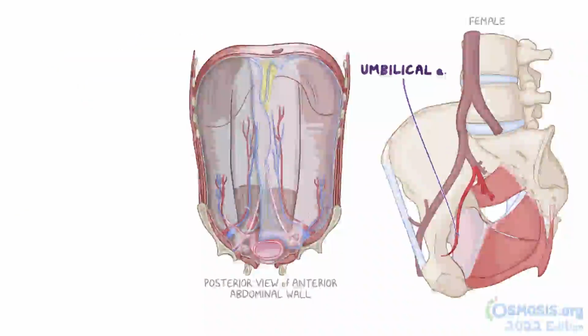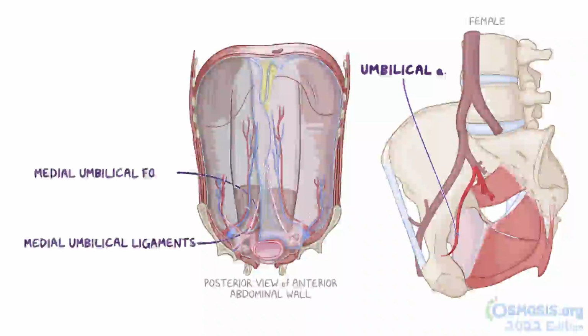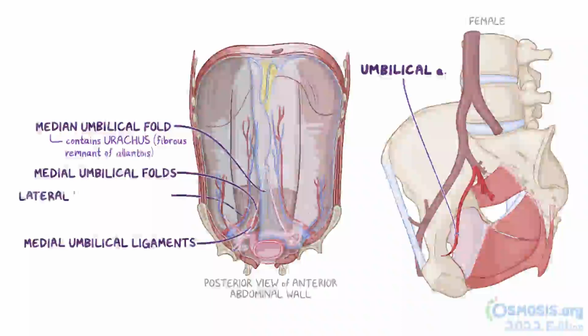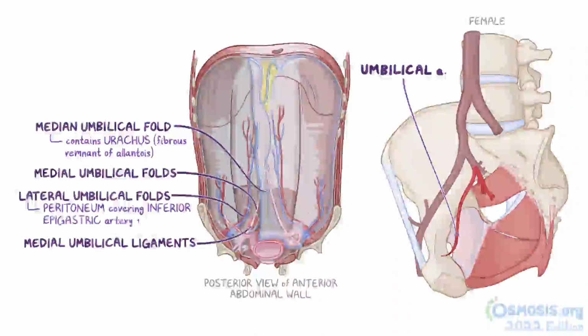The obliterated parts of the umbilical arteries persist as fibrous cords called the medial umbilical ligaments, and they're covered by folds of peritoneum called the medial umbilical folds. In an adult, these folds are seen on the inside of the anterior abdominal wall, and they sit lateral to the median umbilical fold, which contains the urachus, another fibrous remnant of an embryonic structure called the allantois. Finally, lateral to the medial umbilical folds, there are the lateral umbilical folds, which is peritoneum covering the inferior epigastric artery and vein.